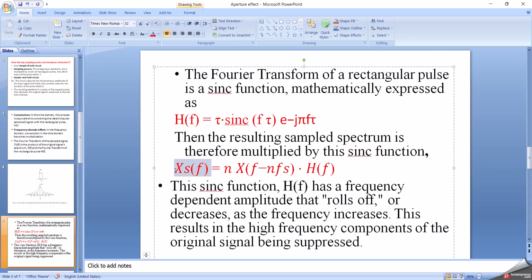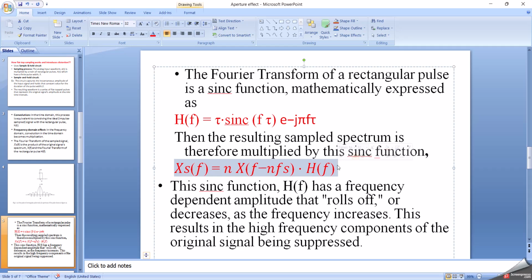This is our sampled output in the Fourier transform. Xs of f is equal to summation n of X of f minus n fs, that is nothing but the original signal spectrum, multiplied by the Fourier transform of the rectangular pulse, that is nothing but a sinc function. This is how we got this expression.